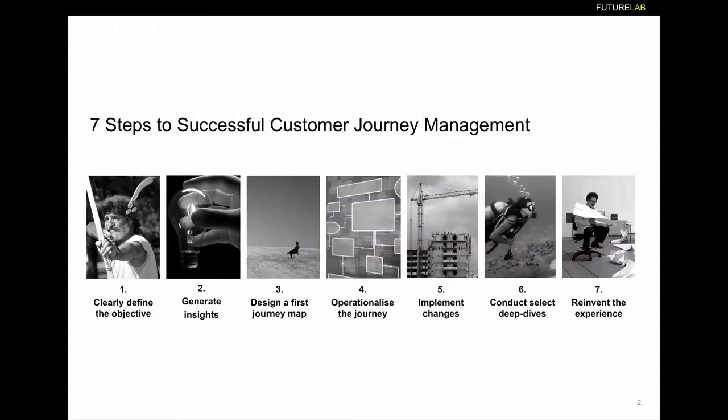So if we get started, basically what we'll be looking at is 7 areas, starting with clearly defining an objective, generating customer insights and market insights, designing a first customer journey map, operationalizing this journey, implementing changes in the business, conducting select deep dives into the business, and reinventing the experience. What I'll be doing is going through each of these 7 and basically give you some background to each of them.